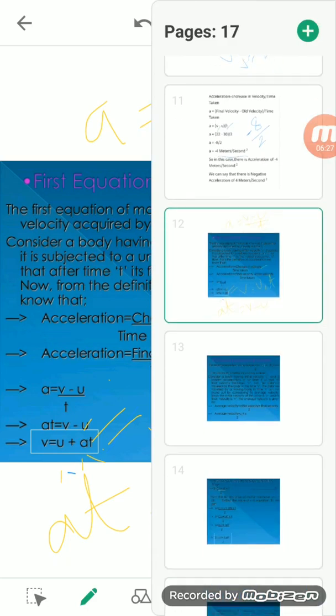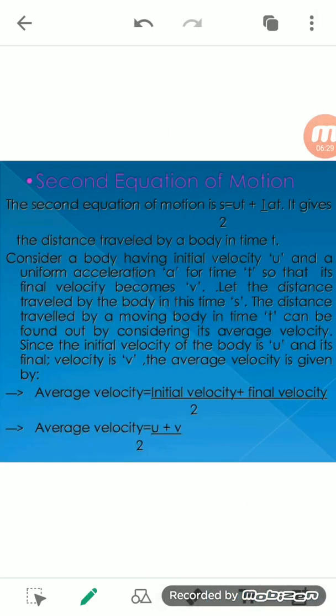Now see the next, that is the second equation of motion. In the second equation of motion, S is equal to ut plus half at square. Basically this equation gives the distance traveled by a body in time t. Now consider a body which has the initial velocity u and a uniform acceleration for time t, so that its velocity becomes v.